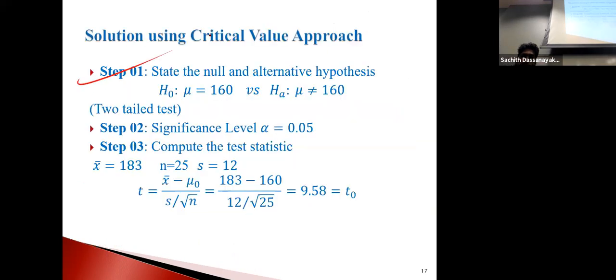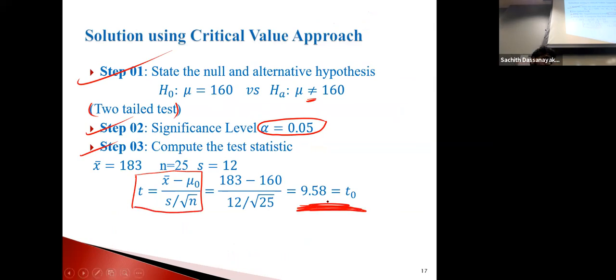Step number 1, state the null and alternative hypotheses. Identify whether it is a two-tail test using the sign in the alternative hypothesis. So it is a two-tail test. Then find alpha. Alpha is given as 0.05. Now compute your test statistic, t naught or simply t cap. Use this formula, plug in the values, and you get your t naught. In this case it is positive, though sometimes it can be negative. It doesn't matter.